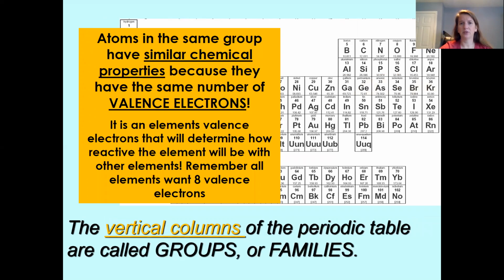Then we have groups or families. We call them both the same thing. There are 18 groups or families. Those are your vertical columns. These have similar chemical reactivity, similar physical properties, and they have the same numbers of valence electrons.